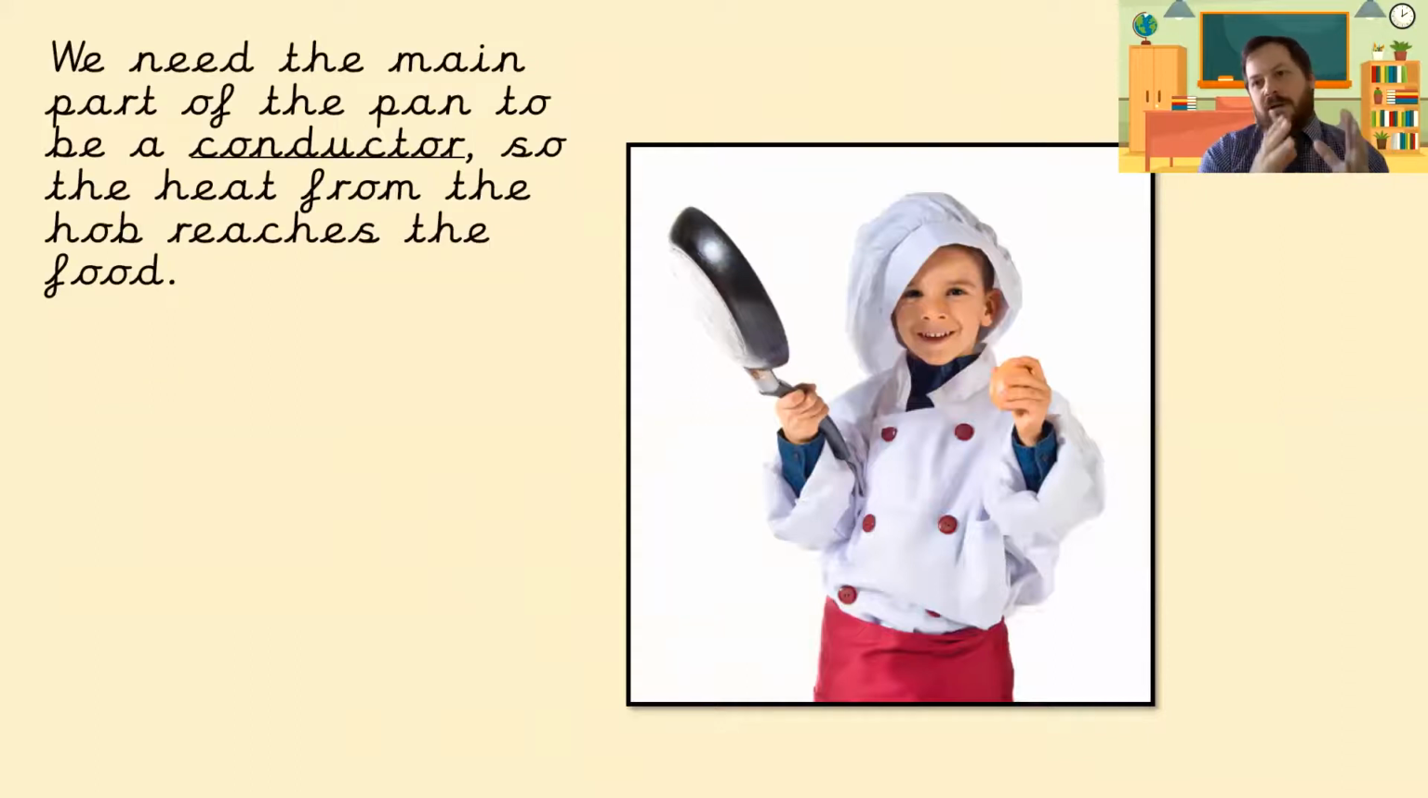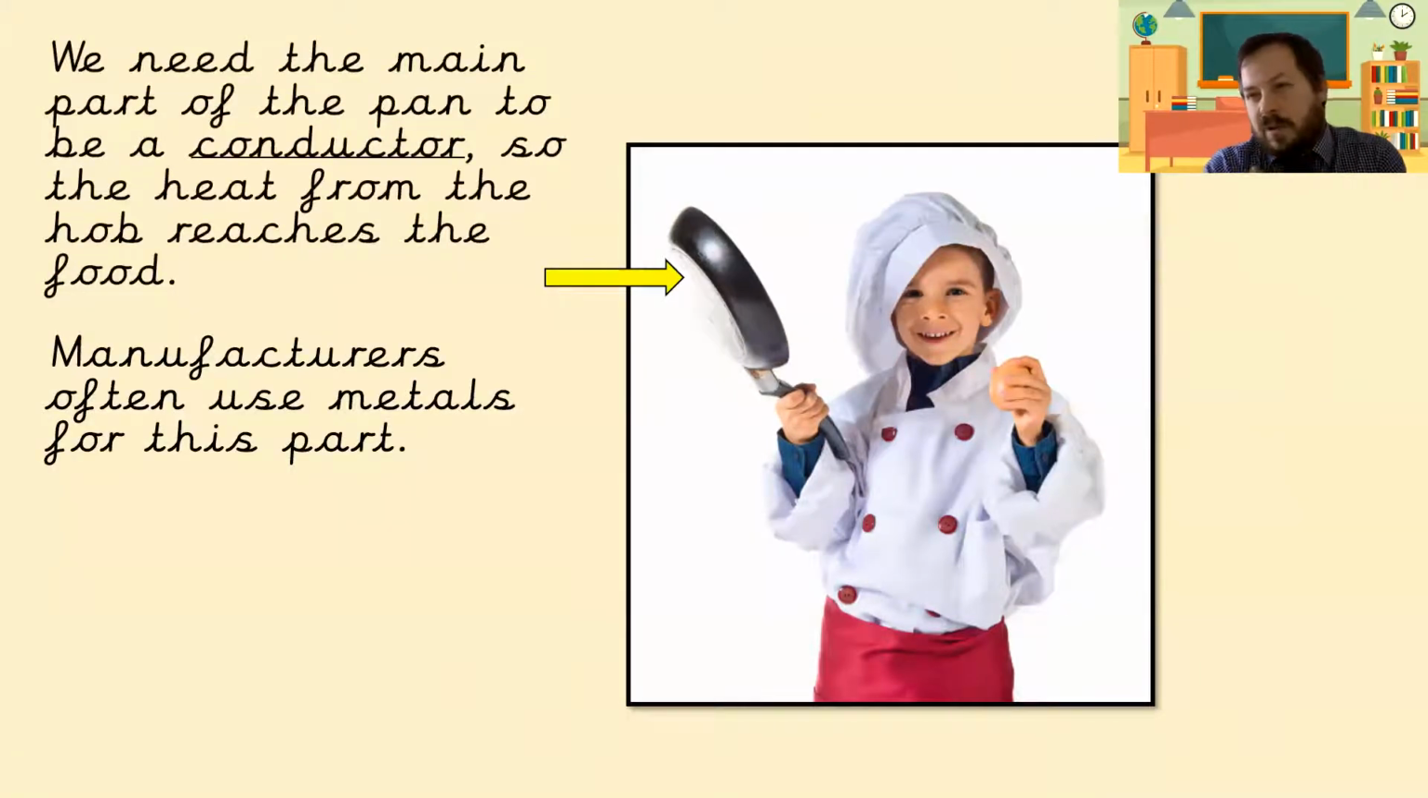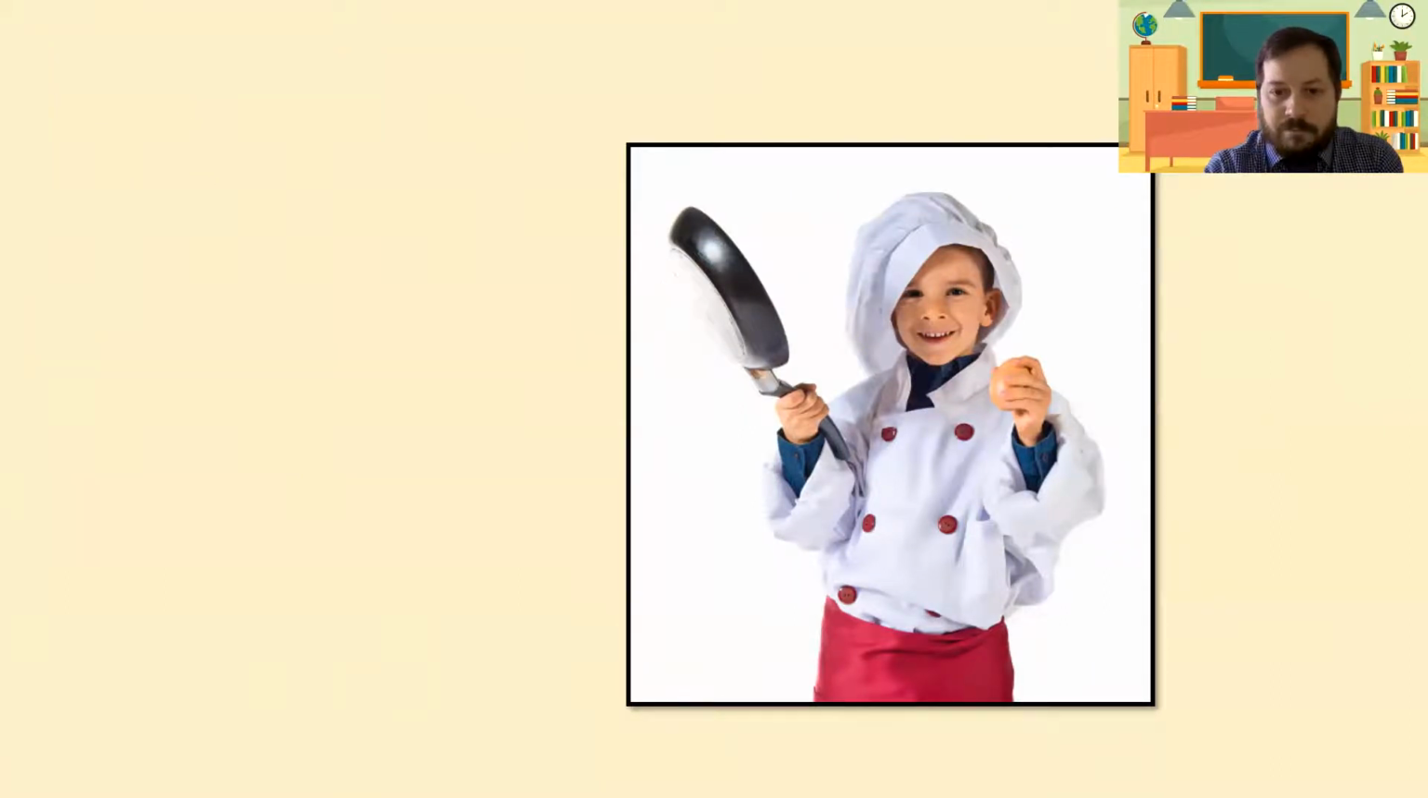We need the main part of the pan, the bit we're cooking on, to be a conductor. We need the heat to travel from the hob to whatever we're cooking inside our pan to reach the food. So the pan needs to be a conductor, and most often these are metal, because metal is a good conductor of heat.